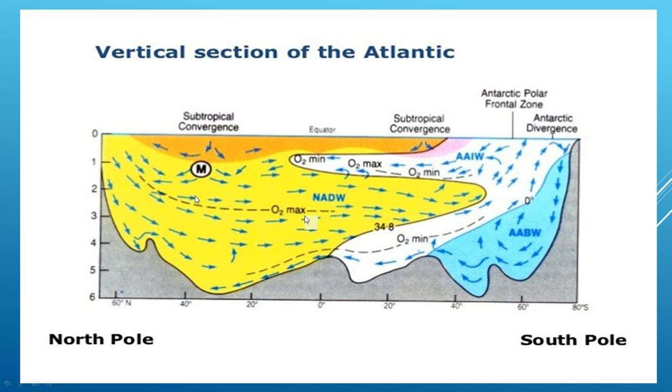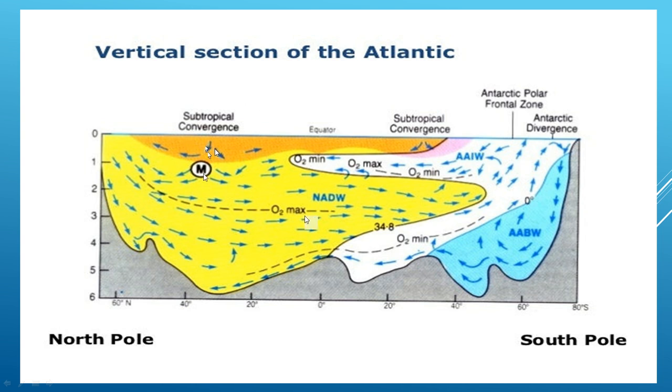Now flip your brain around. The North Pole is on the left side, South Pole is on the right side. Subtropical convergence, subtropical convergence, equator in between. That's because typically in the middle of the big oceans, Atlantic, Indian, Pacific, you have a gyre, and typically in the middle of the gyre is a convergence zone. And in the middle of the convergence zone, you have a downwelling. And that's what these arrows represent. This is representing a downwelling. So you have a gyre forming here.